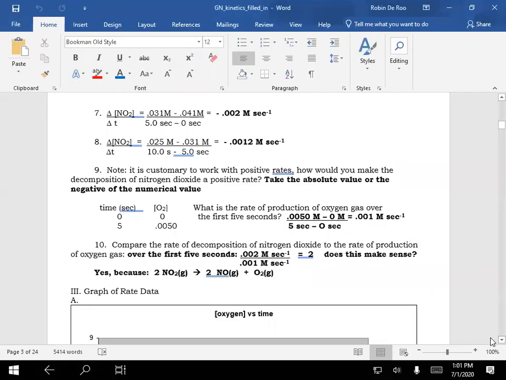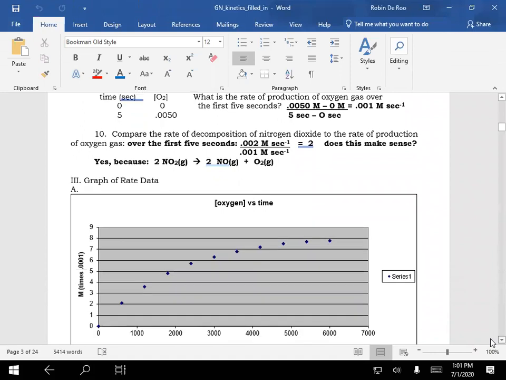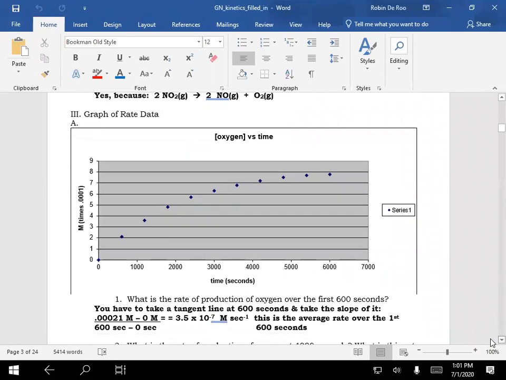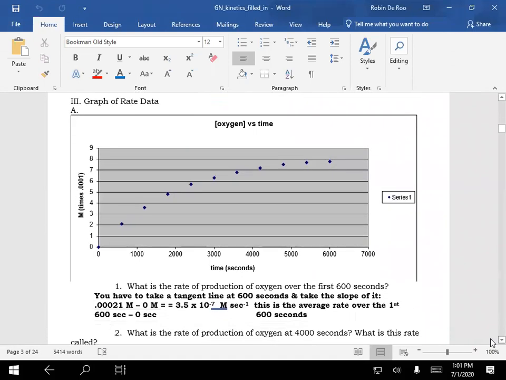Okay, let's look at how we could graph our rate data. So we can make a graph. It could look something like this. So here's our time, and this is a longer amount of time. And there's our molarity. And notice it's times 0.0001 molar. That's just to make the numbers easier to deal with.